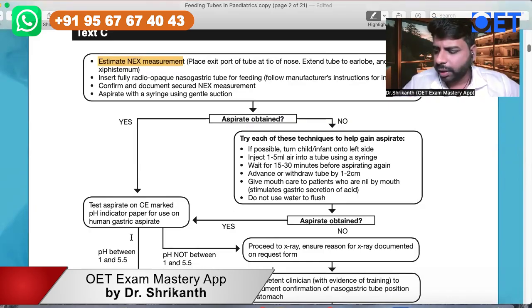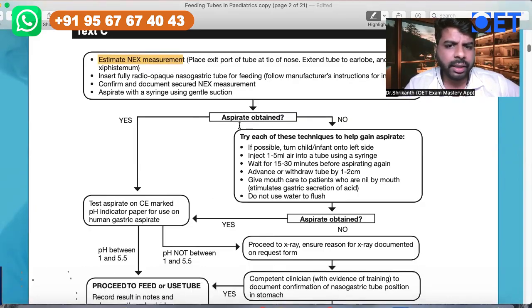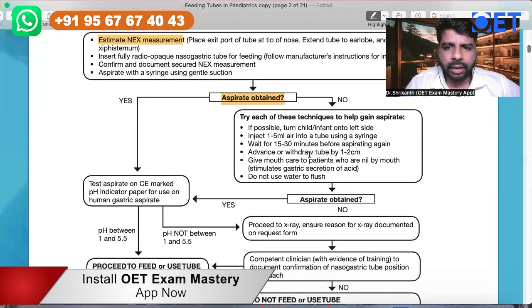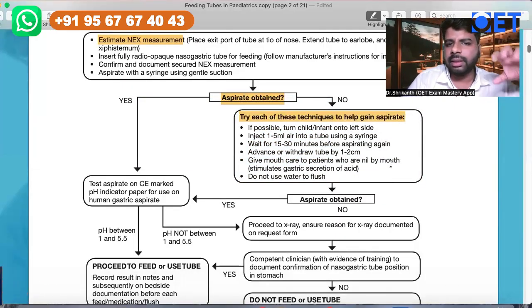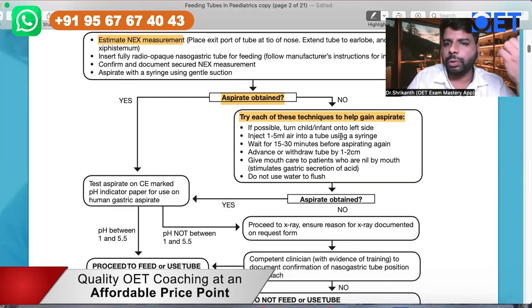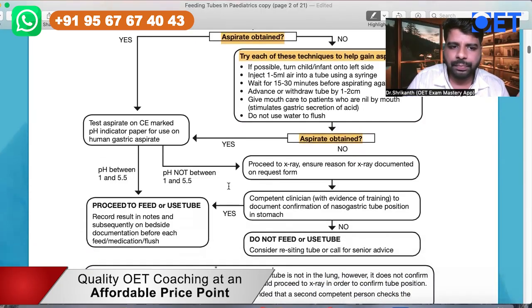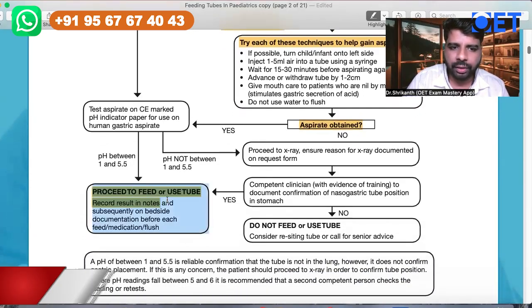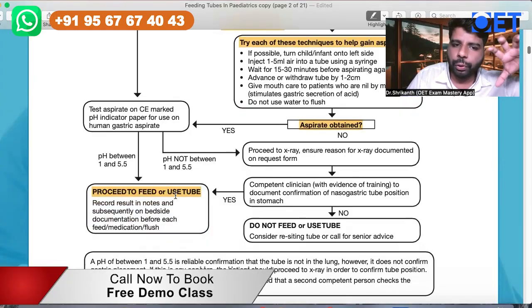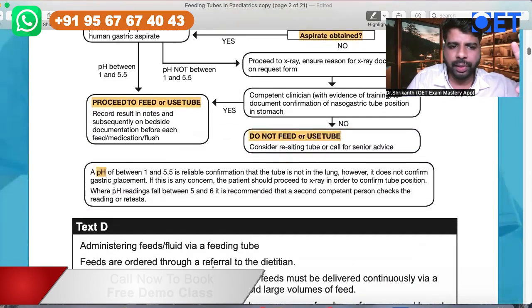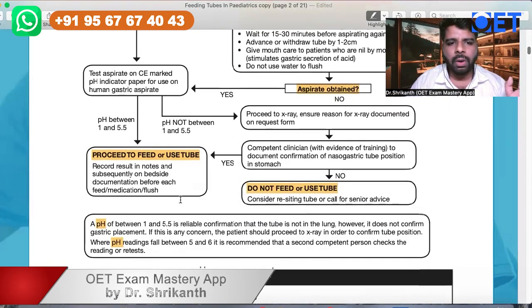Again, let's take a look at the headings over here. The main heading is aspirate obtained, whether the aspirate is obtained or not. Then we see one heading: try each of these techniques to help gain aspirate. This information is the different techniques used to help obtain aspirate. And here, whether aspirate is obtained or not? Proceed to feed or use tube. So the heading says you now have to proceed to use the tube or feed the patient. And here we have, do not feed or use the tube. Then we have something related to pH.